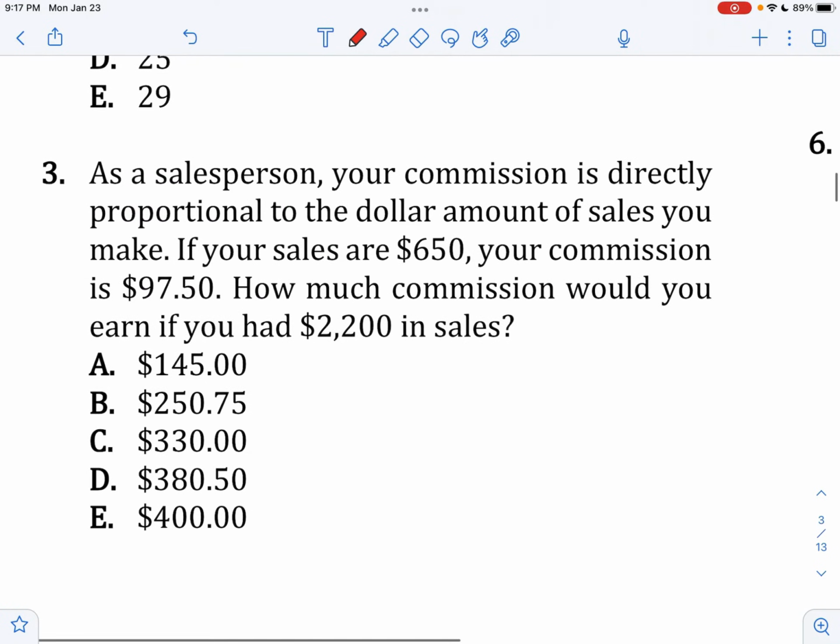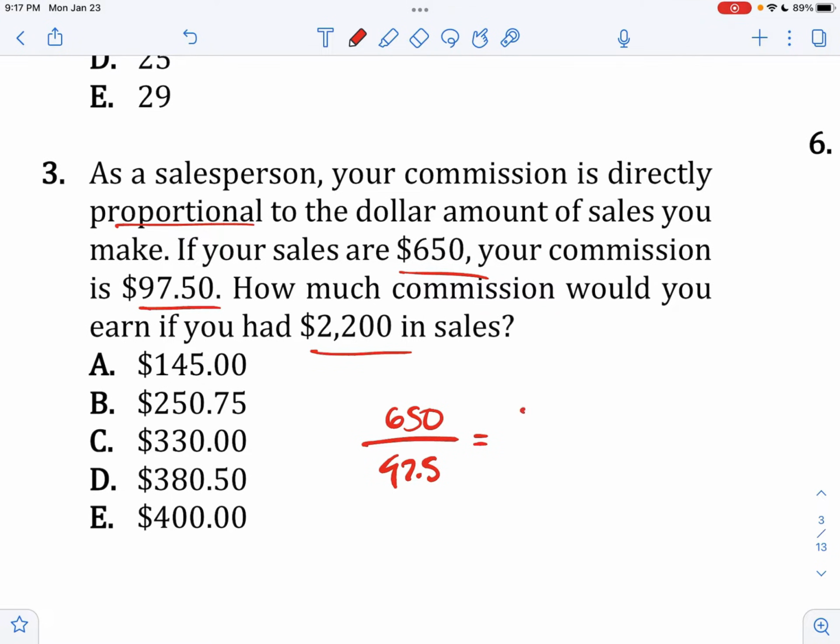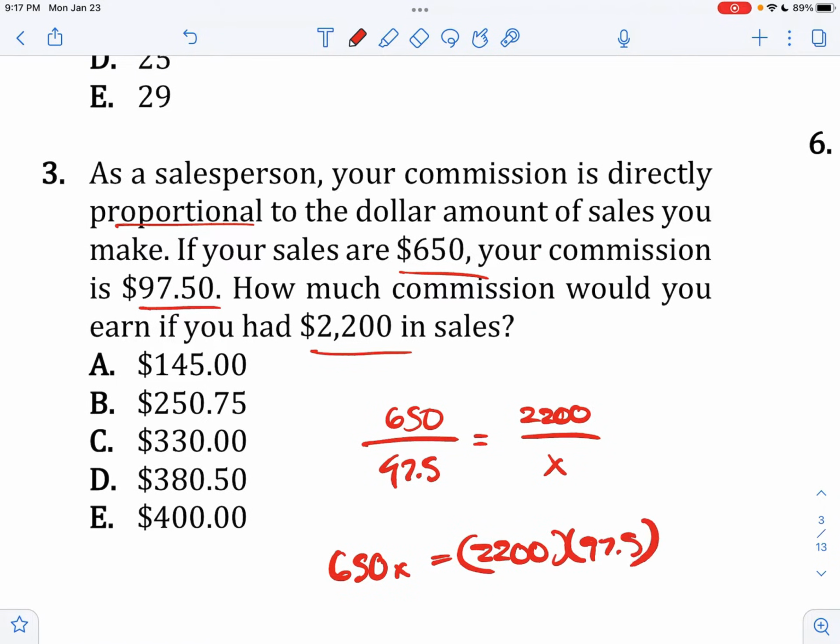Your commission is directly proportional to the dollar amount. If you say sales is this, your commission is that. How much commission would you do if you had this? So sales to commission ratio is always going to be true because it said it's proportional. 200 to the unknown x. Let's say 650x. If we cross multiply, 2200 times 97.5. Divide everything by 650. You get x equals. Let me do that on my calculator. 2200 times 97.5. Divide by 650. You get 330.